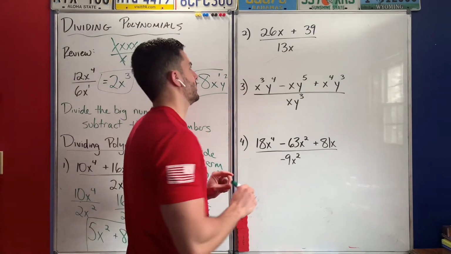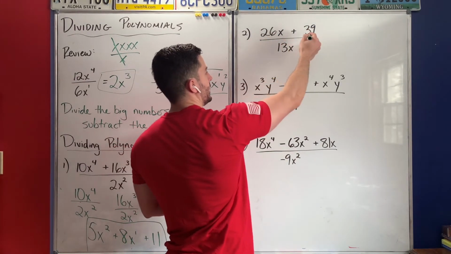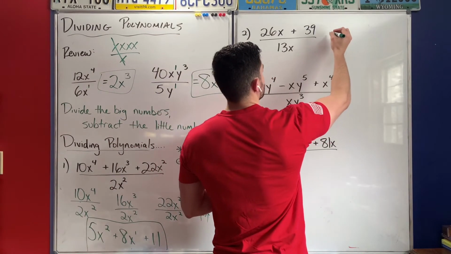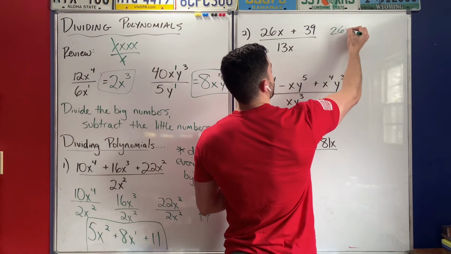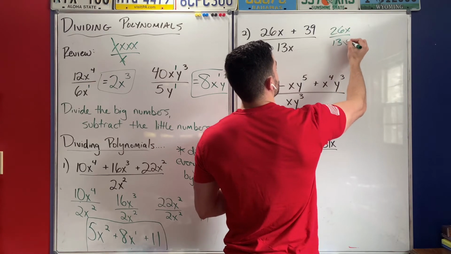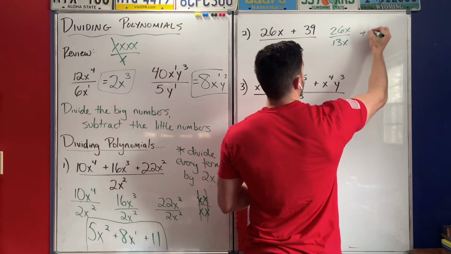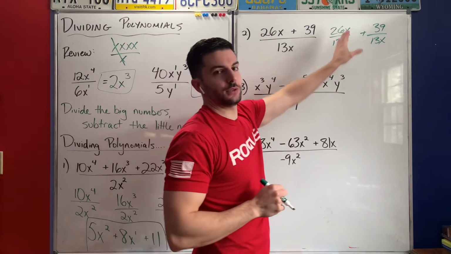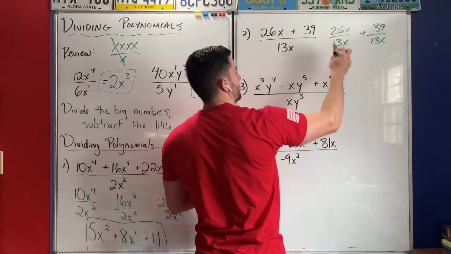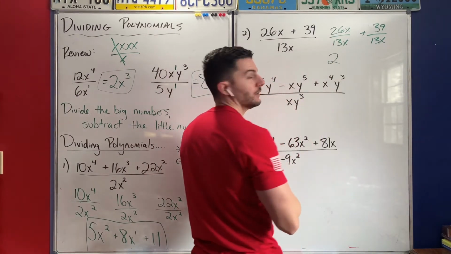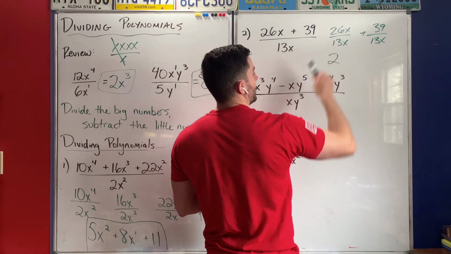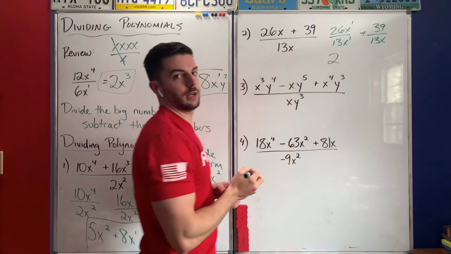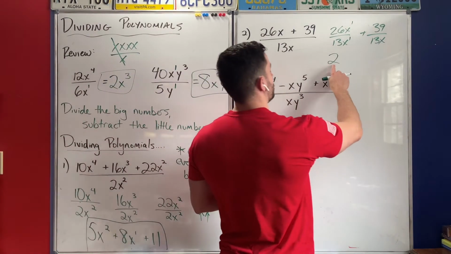Okay, so looking at number 2 here, I have 26x plus 39 over 13x. So let's talk about this. So again, I can split it up. I can say 26x over 13x, and then that second term plus 39 over 13x. Okay, so for this one, again, I divide the big numbers. So 26 divided by 13 would be 2. Okay, and then x divided by x, again, those would cancel. You could write in the 1 exponents as well, but 1 minus 1 is 0. So this would just be a 2 here.